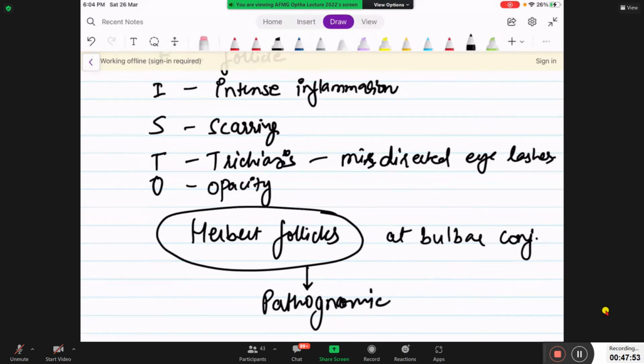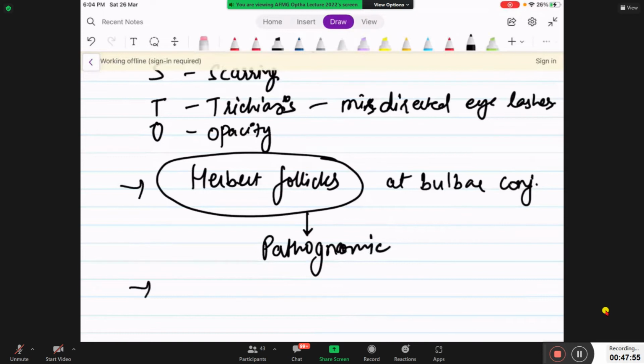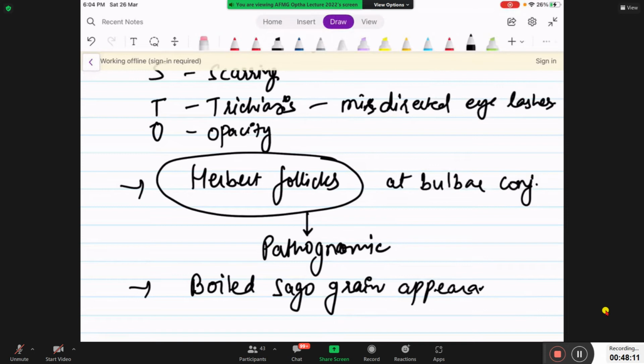Next important sign after Herbert follicles is boiled sago grain appearance of follicles. Boiled sago grain appearance of follicles. Important questions, both are very, very important.